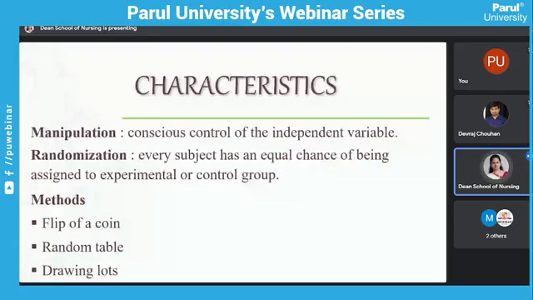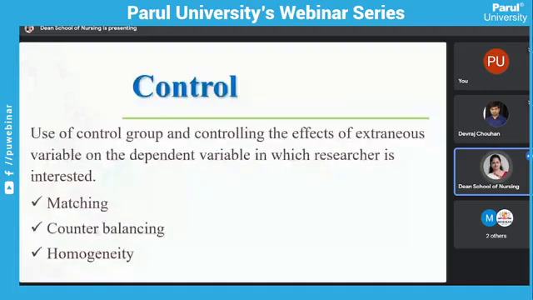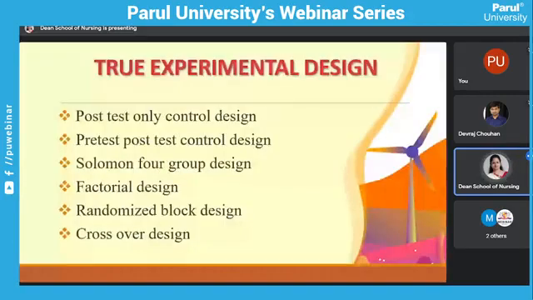Next, control. This is the use of a control group and controlling the effects of extraneous variables under the independent variable in which the researcher is interested. That is matching, counterbalancing, and homogeneity, meaning same characteristics. True experiments have many types: post-test only control design, pre-test post-test control design, Solomon four-group design, factorial design, randomized block design, and crossover.